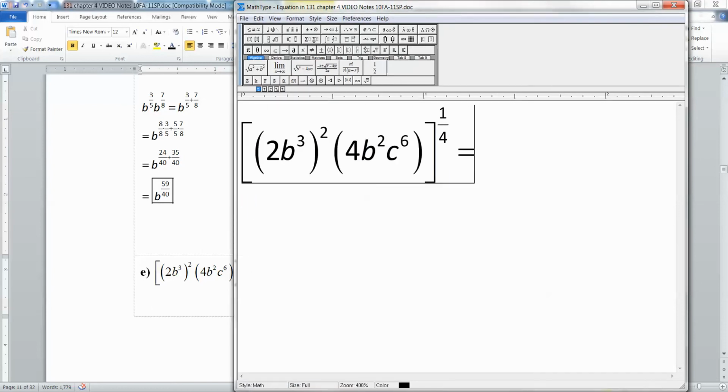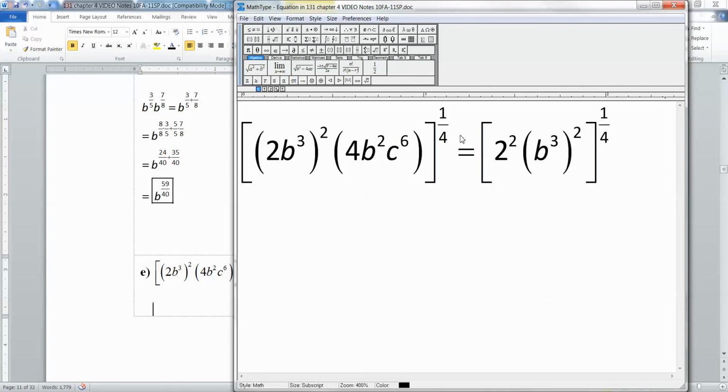This is equal to, now the bracket part and the 1/4 part isn't going to change, so I'm just going to leave that for right now. But I'm going to deal with the inner portion. So I have 2b to the third to the 2. What I have to do is distribute that. It's 2 to the 2, then b to the third, oopsie, b to the third to the 2. You're distributing. Both things have to be raised to that 2 power. And then that's times 4b squared c to the 6.